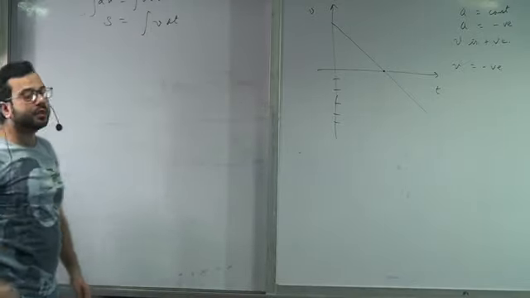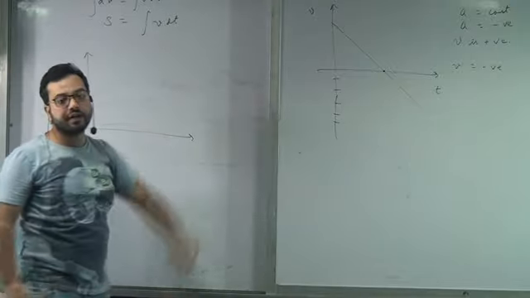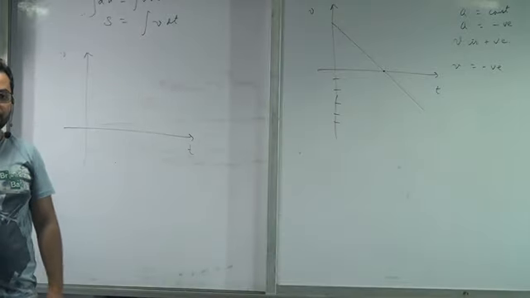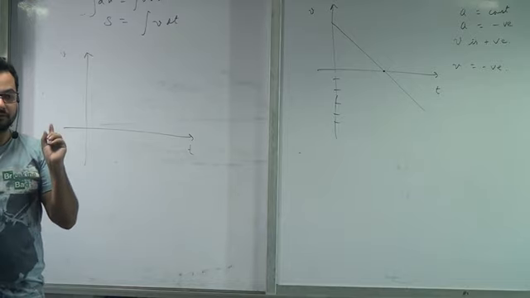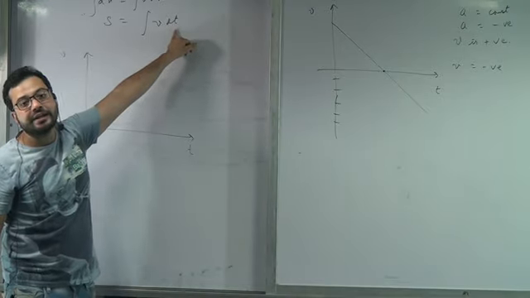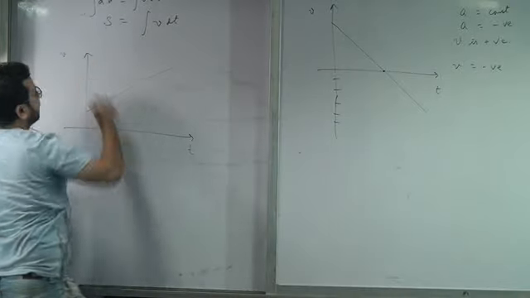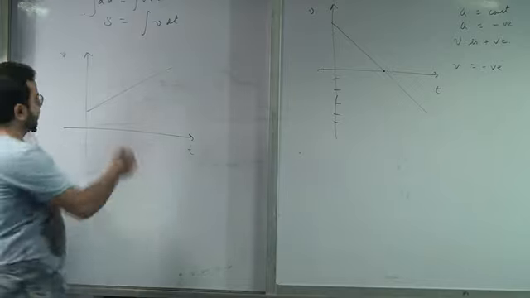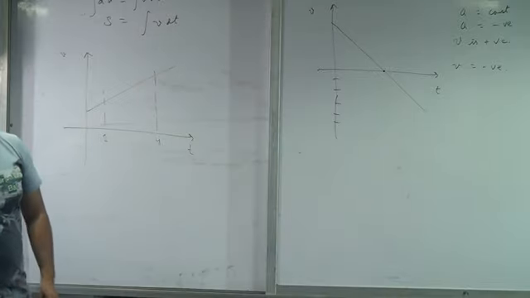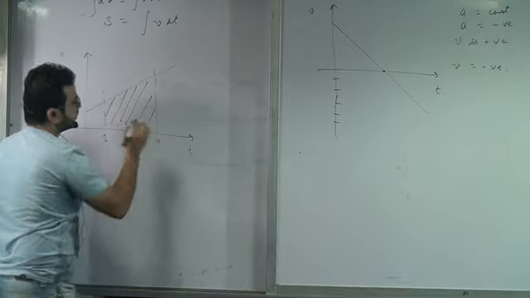Now what is the geometrical meaning of the integral of v dt? In one word, area. So the integral of v dt means the area under the vt curve. Is that right? So let's say this is the velocity, and if I ask you to find the displacement between t equal to 1 second and t equal to 4 seconds, how do you find the displacement? Area under the curve. Is that clear?